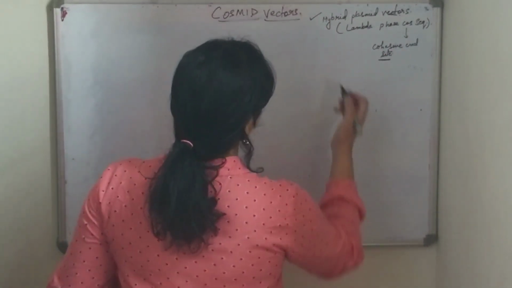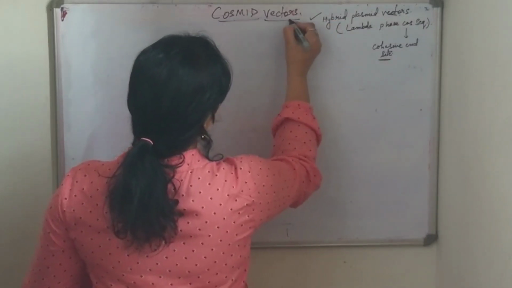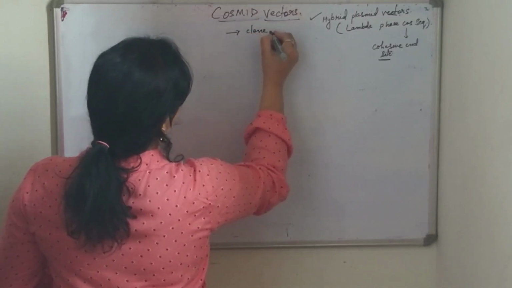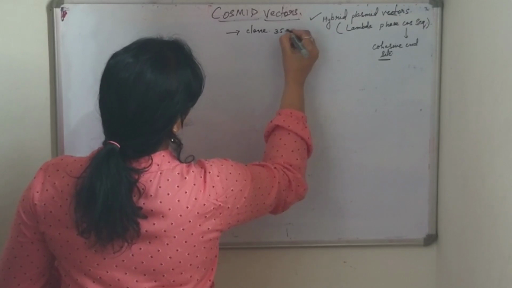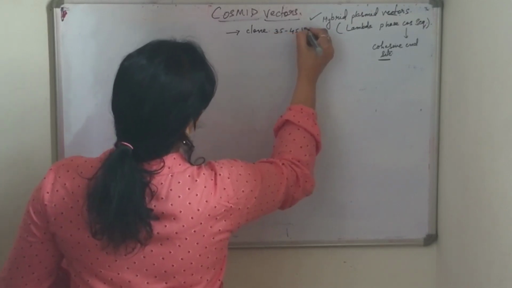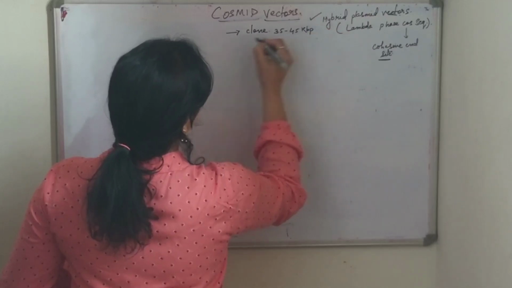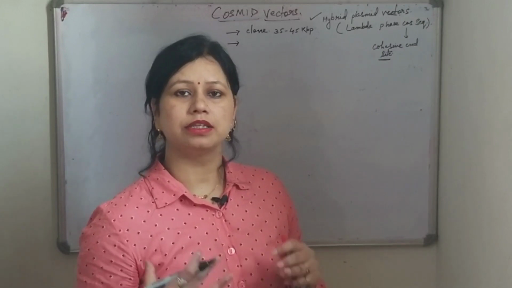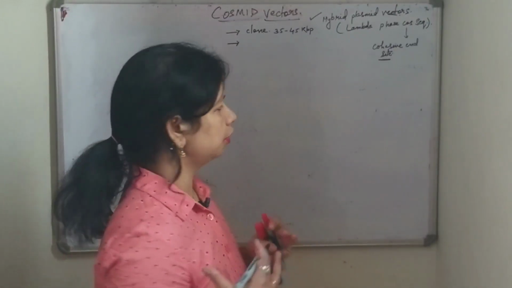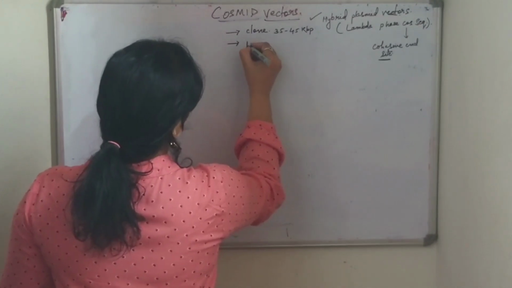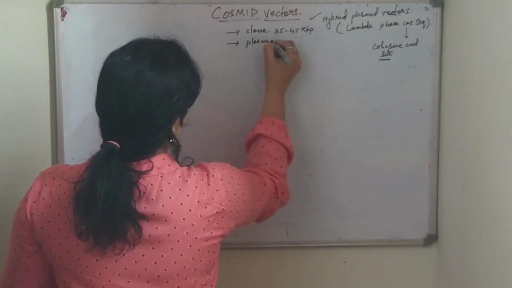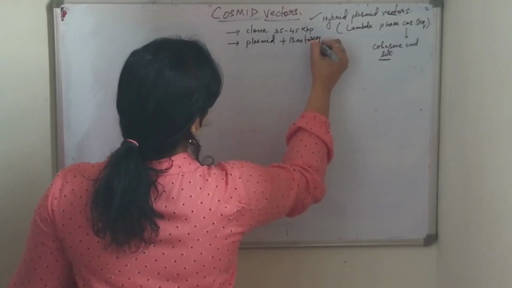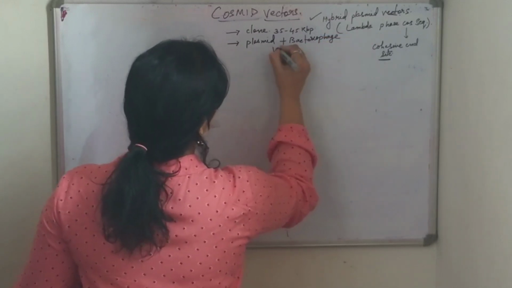Now these cosmid vectors have the capacity to clone up to approximately 35 to 45 kbp of DNA. And these are developed by combining the features of both plasmid as well as bacteriophage vectors.